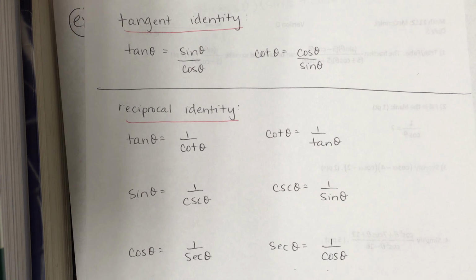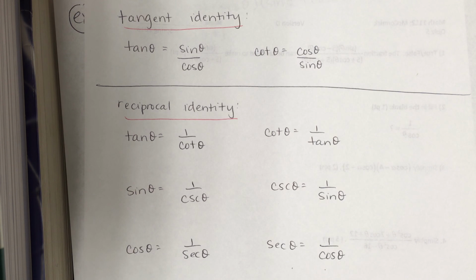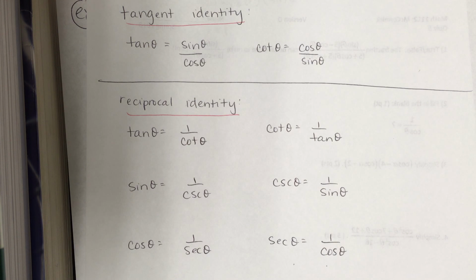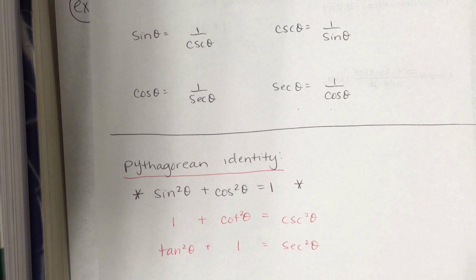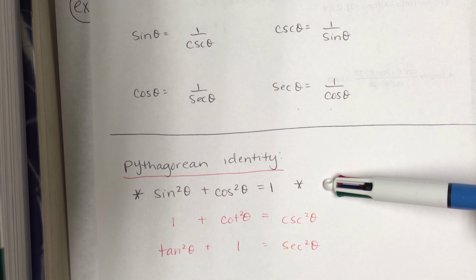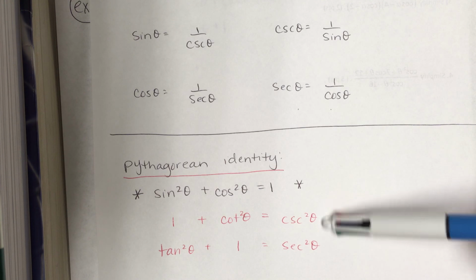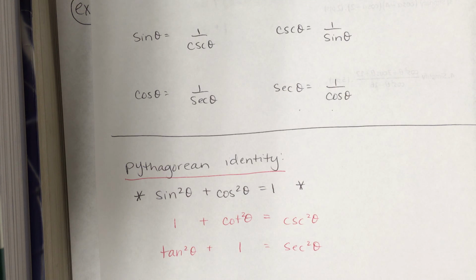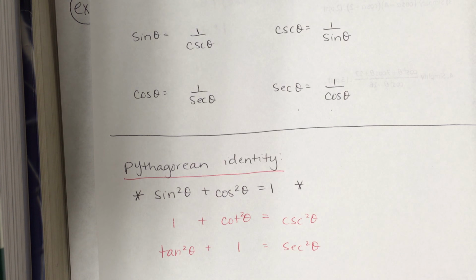Okay, here are your identities in case you don't remember. This is the tangent identity, your reciprocal identities, and more specifically today we're using the Pythagorean identity in all of these examples. You only need to know the first one, the one with sines and cosines, but if you know the other two, that's great. You may not need to convert everything to sines and cosines then to be able to recognize that.